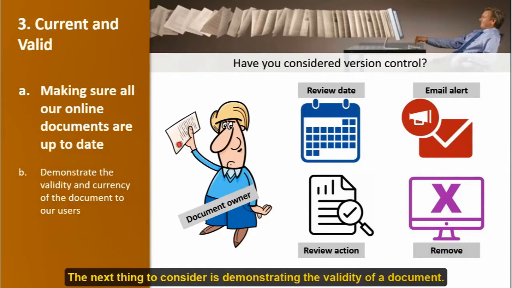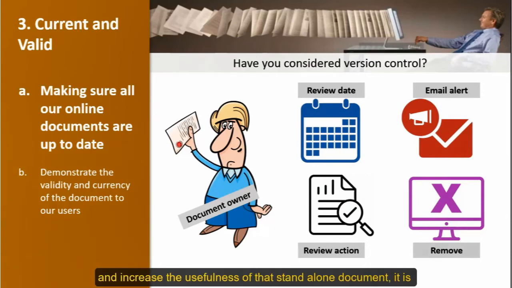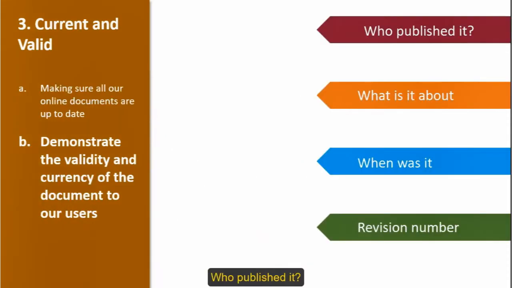The next thing to consider is demonstrating the validity of a document. Once a document is downloaded by a user, it becomes a standalone publication, detached from the website. So to provide the best possible service and increase the usefulness of that standalone document, it's absolutely essential that it clearly demonstrates who published it, what it is about, when it was published, and the revision number.